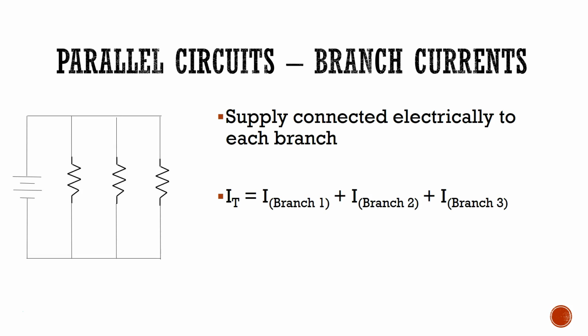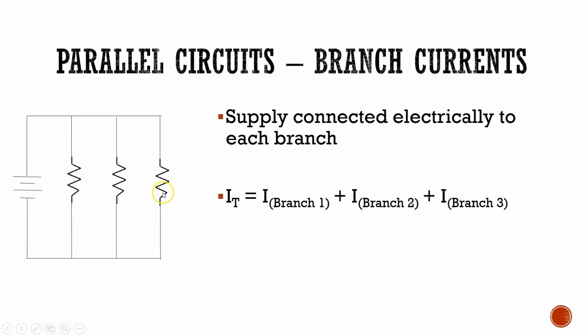Parallel circuits have what's called branch currents. The supply is connected electrically to each branch. As you can see here, the power comes out, it's connected here, here, and here. So whatever our supply voltage is, it's connected across each of these resistors. That produces a certain current through each of the values of resistors.